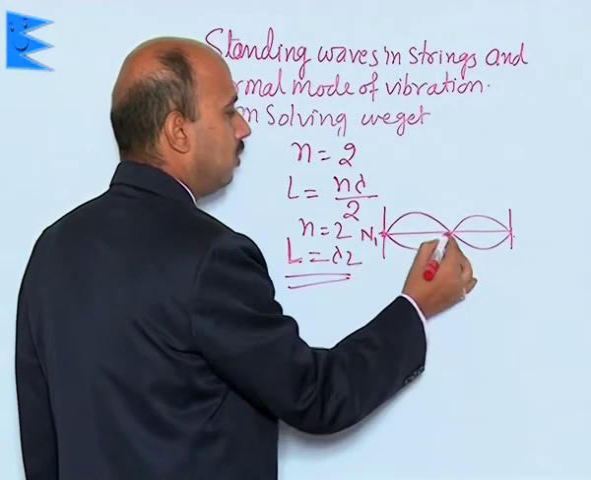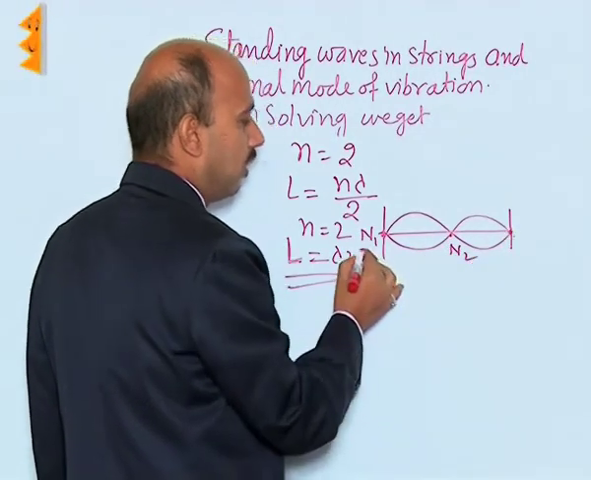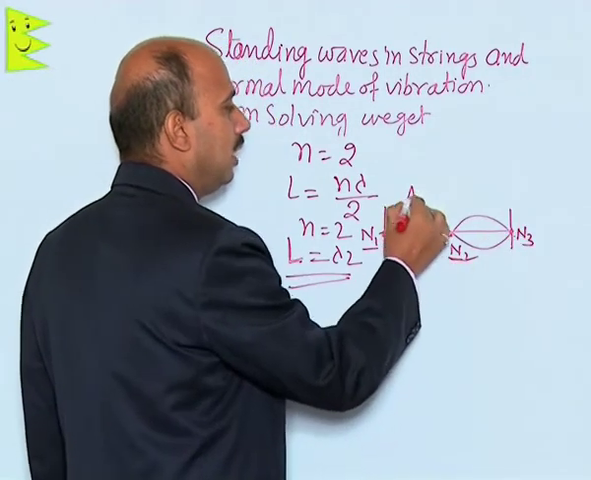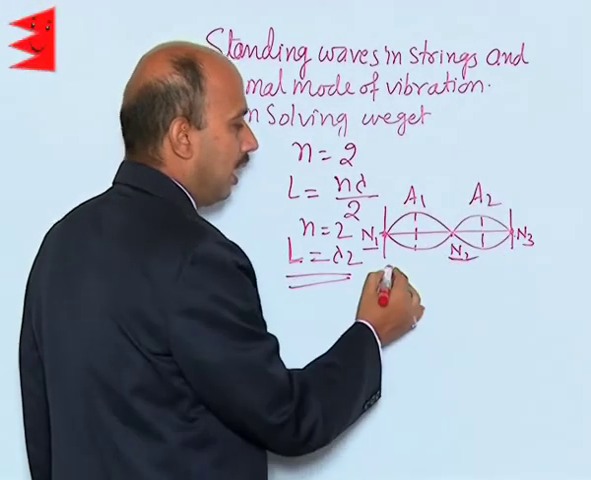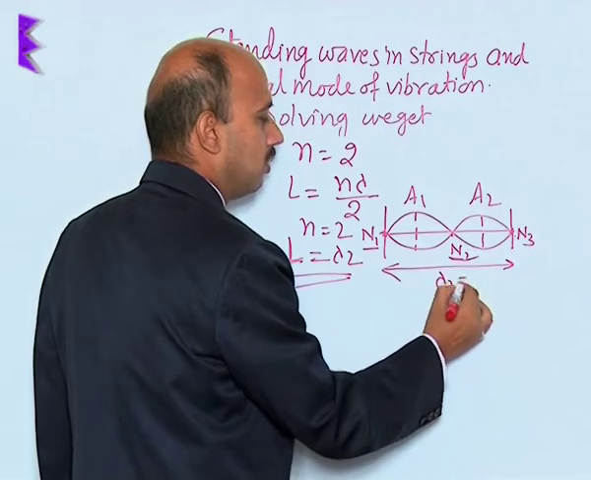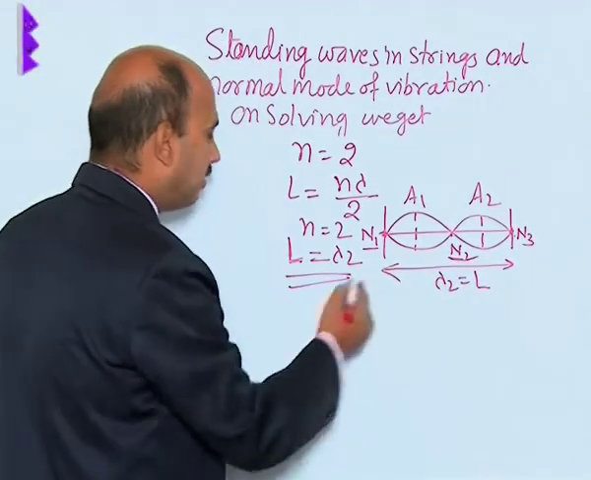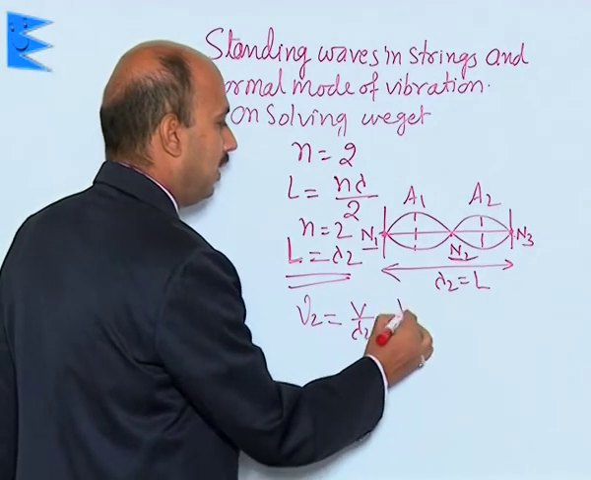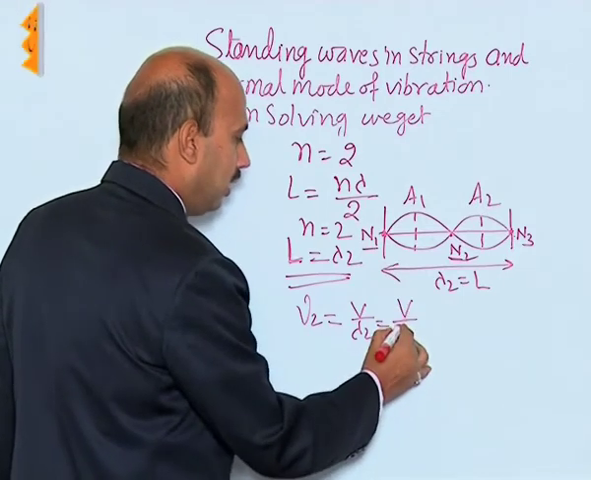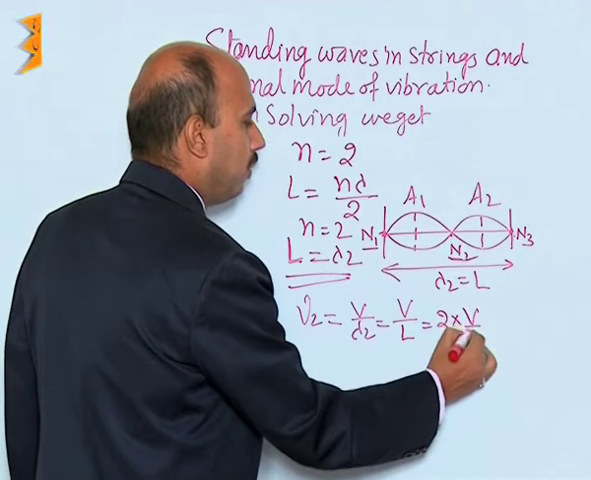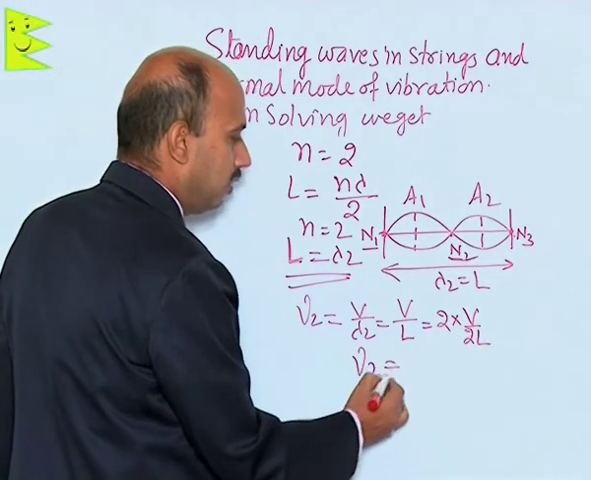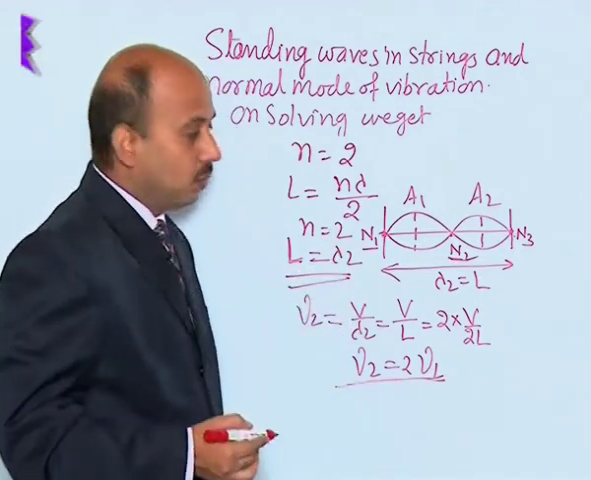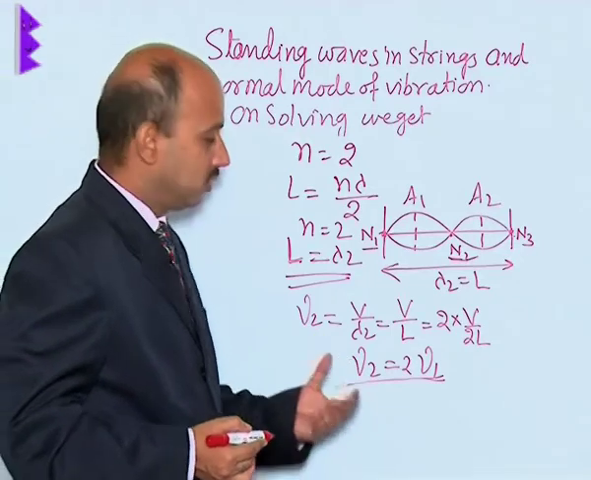This is the first antinode, second antinode, and this is the first node, second node, and this is the third node, and this one is the first antinode, and this one is the second antinode, and this whole thing is equal to lambda 2 is equal to here L. Now, in this case frequency can be written here V upon lambda 2, that is here V upon L, and that can be written 2 into V upon 2L, and we can write nu 2 is equal to twice of nu 1. This frequency is double of the frequency in the first normal mode of vibration.